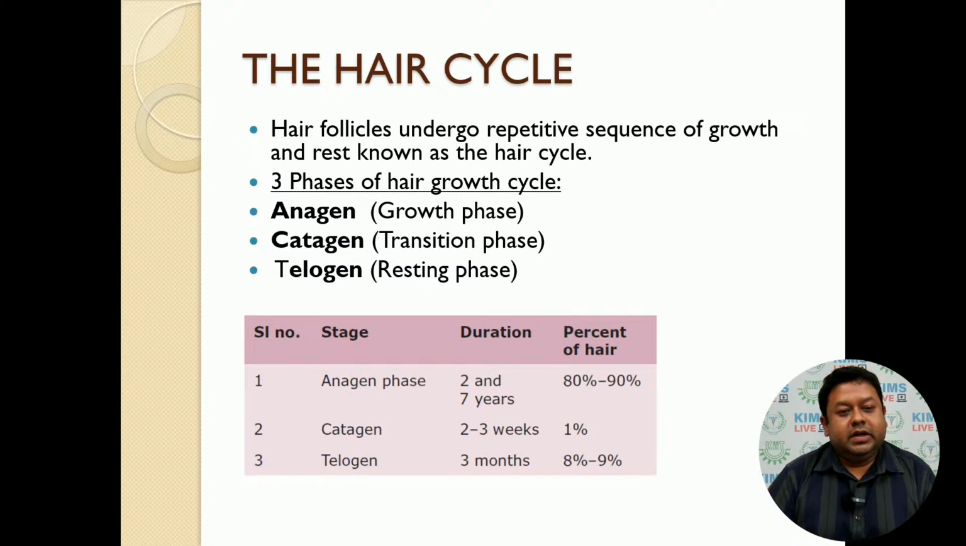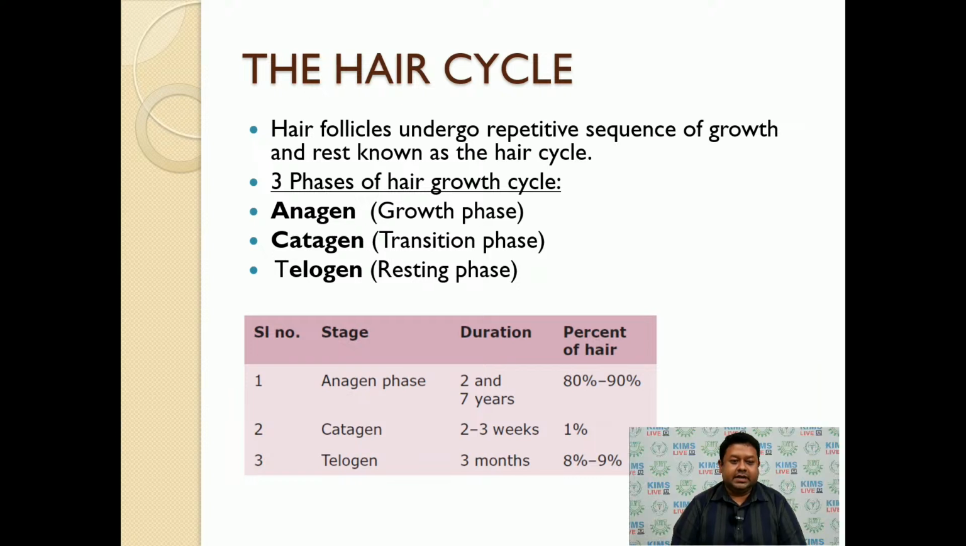To understand hair follicle, first we have to understand hair cycle. The disturbance, the irregularity in the hair cycle causes different types of hair loss. So the hair follicles undergo repetitive sequence of growth and rest known as the hair cycle.